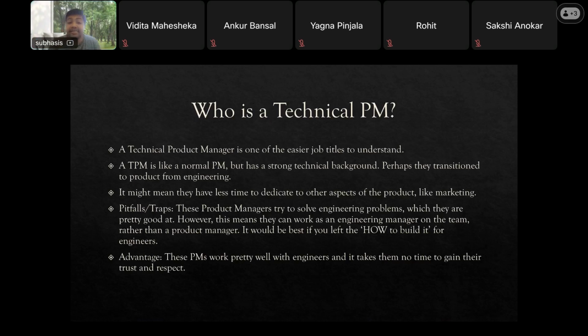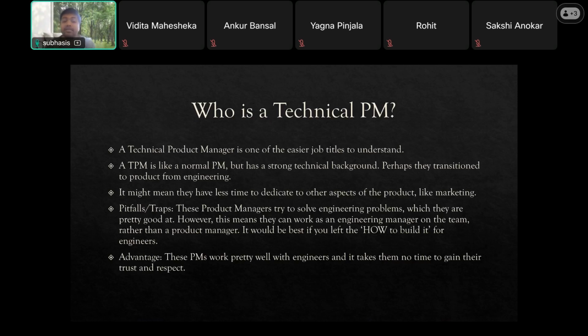Now, it means that they have less time to dedicate to other aspects of the product like marketing, correct? So they are not going to involve themselves more in marketing or solution creation. Mostly they are breaking the business problem statements or business solutions down into technical aspects. But that does not mean that they will do the entire architecture. An architect is also there. Senior developers will also be there. With their help, they will be doing it.